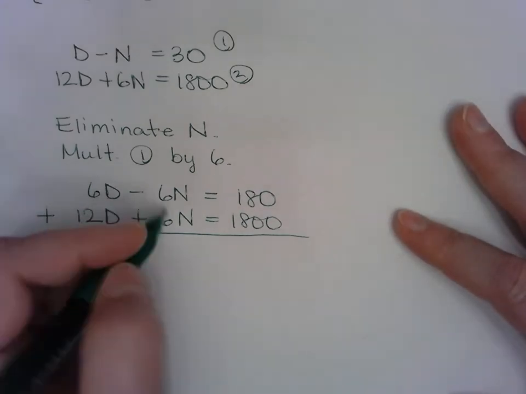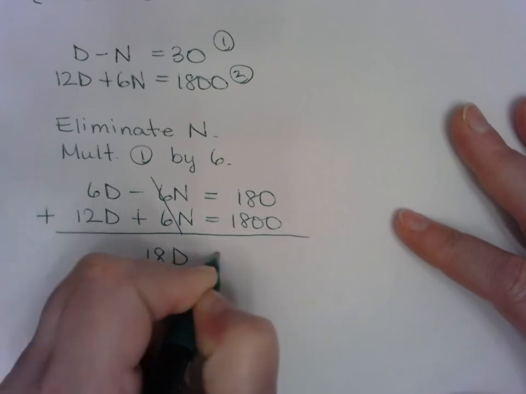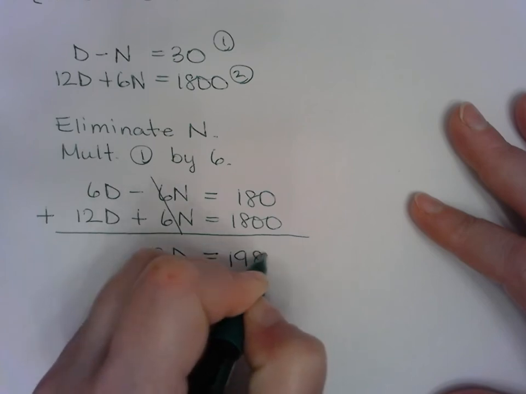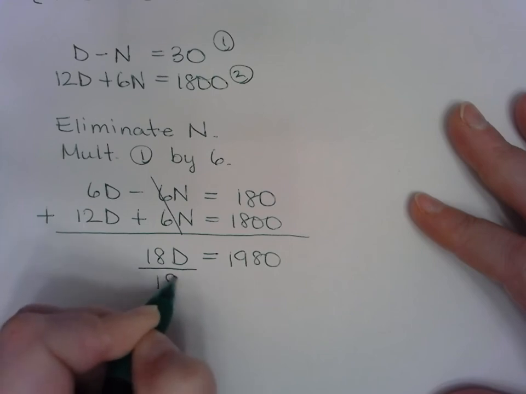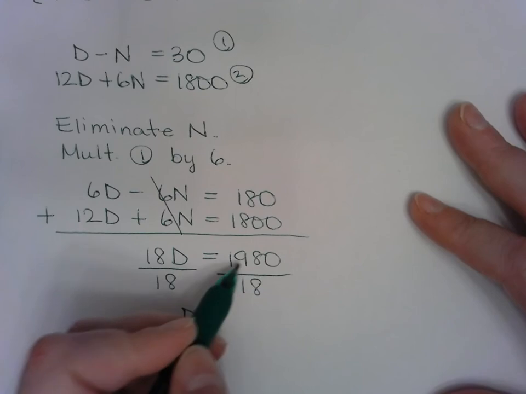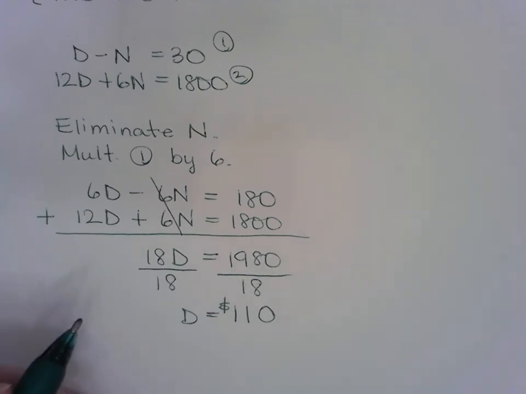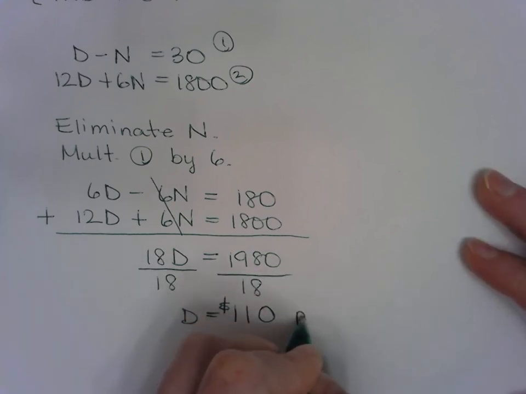This is going to give me, these are going to cancel. So I'm going to have 18D equals, what is this, 1980. Okay, so I'm going to divide by 18. So that goes in once, and 0. Hopefully I did that right. So it looks like the cost of a day credit is $110 per credit.